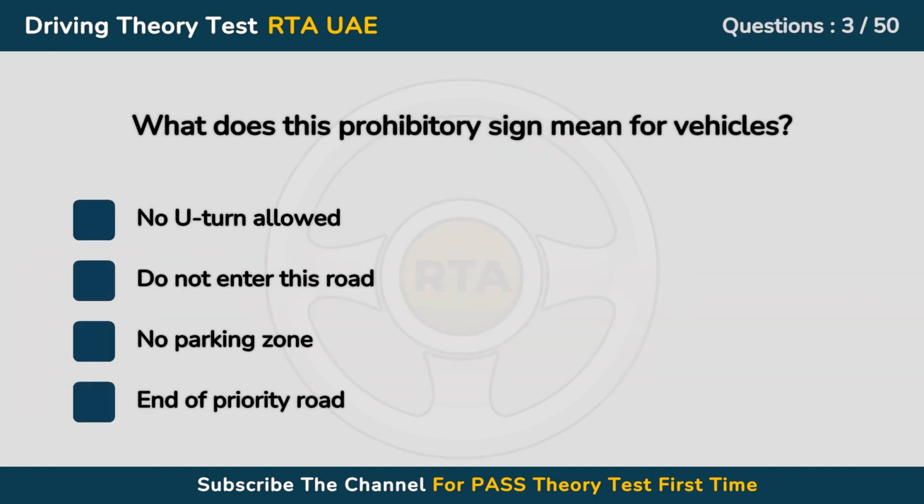Question 3. What does this prohibitory sign mean for vehicles? A. No U-turn allowed. B. Do not enter this road. C. No parking zone. D. End of priority road.